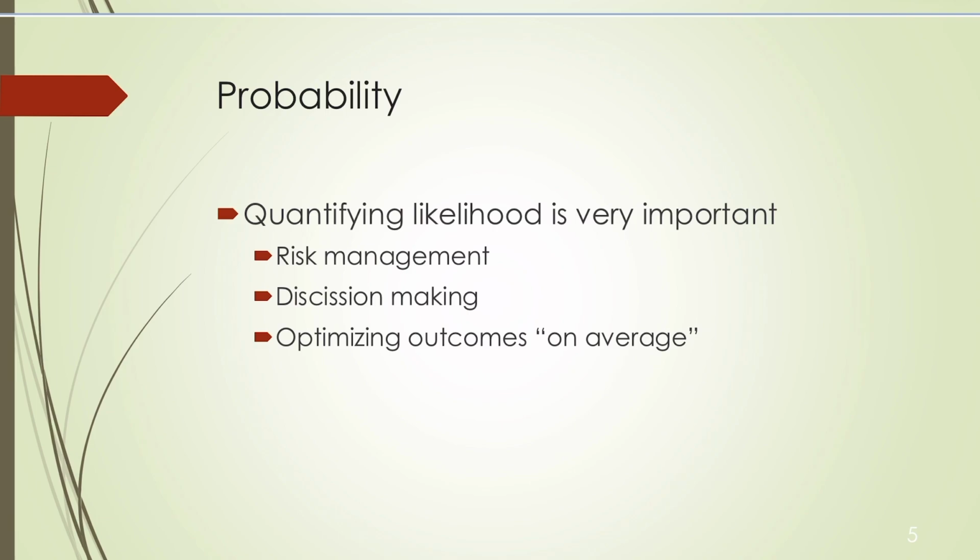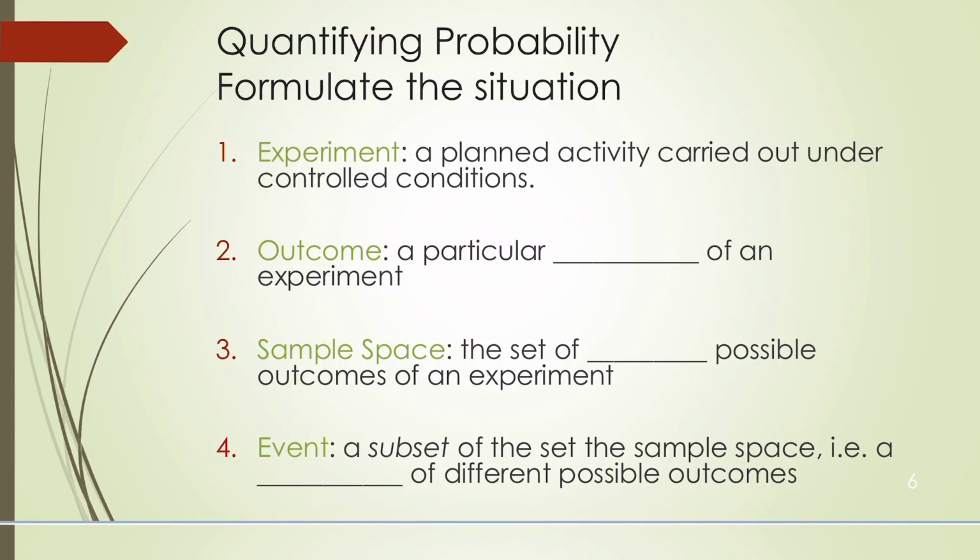Making decisions in the presence of uncertainty. And so that uncertainty needs to be quantified, and that is what probability is. And then we want to optimize outcomes on average. Very complex questions. And we are just going to scratch the surface. Okay, quantifying probability. So first we need to formulate the solution. We've got some terminology here that's going to be used throughout. By the term experiment, I mean a planned activity carried out under controlled conditions. So that's an experiment.